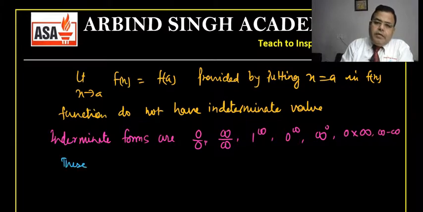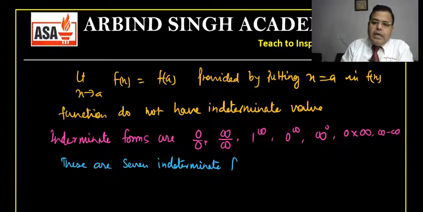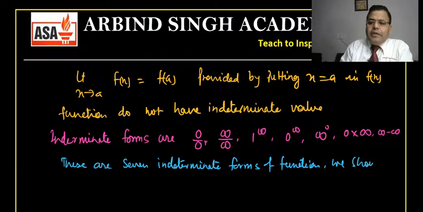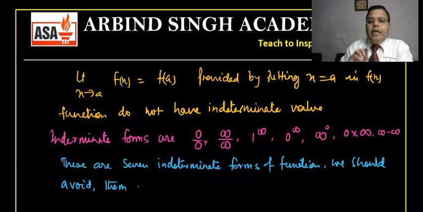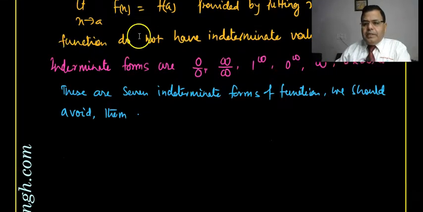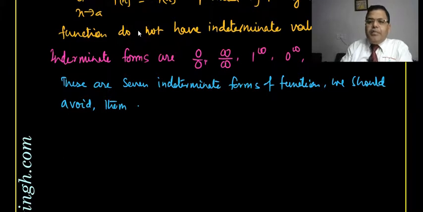These are the 7 indeterminate forms of a function. We should avoid them. Then we can put the value of the function. By putting the value, if any one of these 7 comes, then we will not put x equal to a. But otherwise, we will put the value of a.